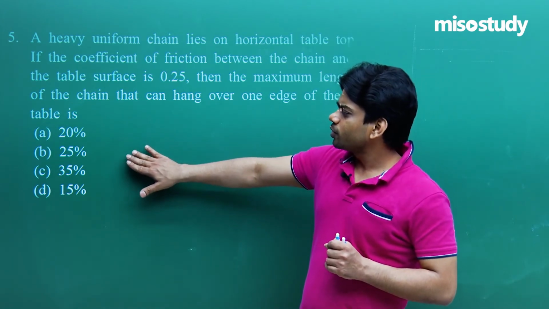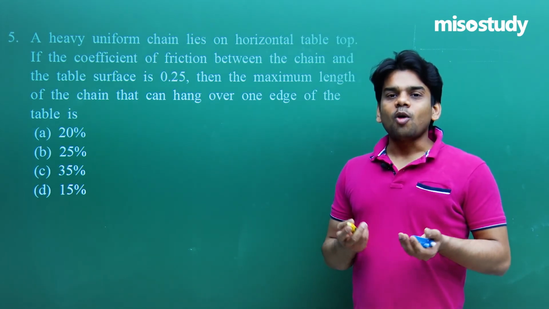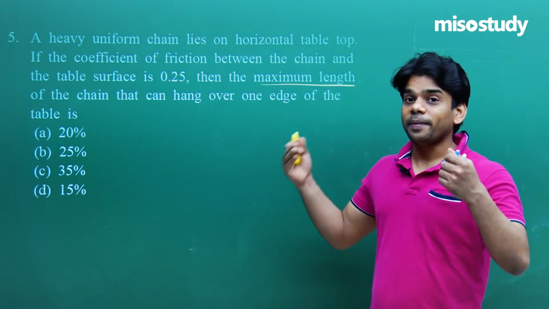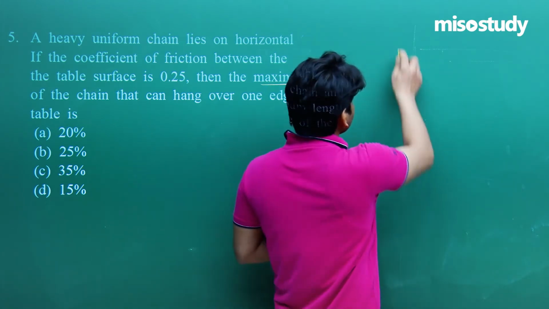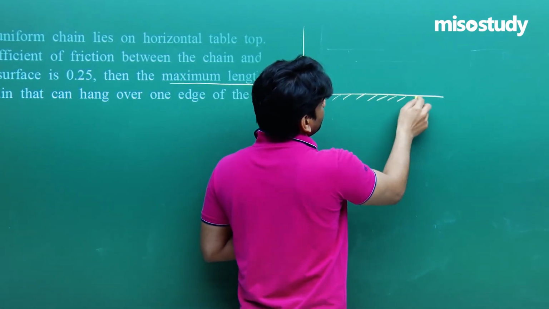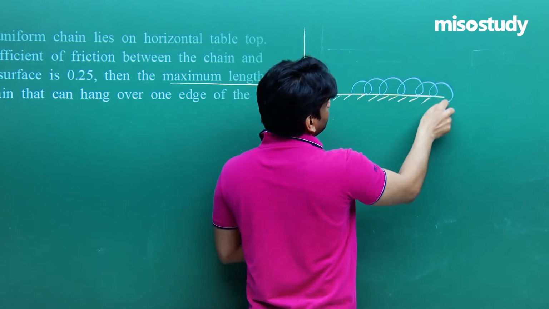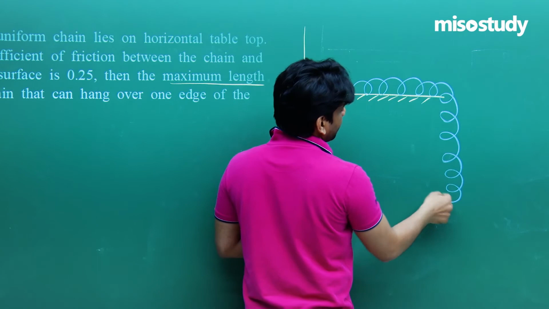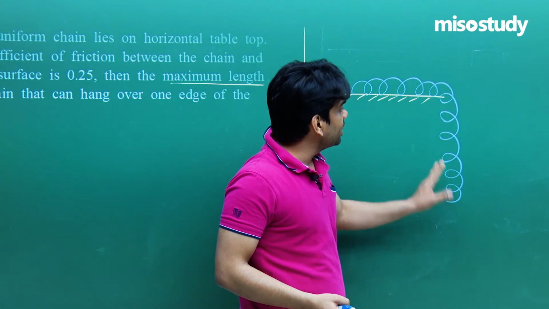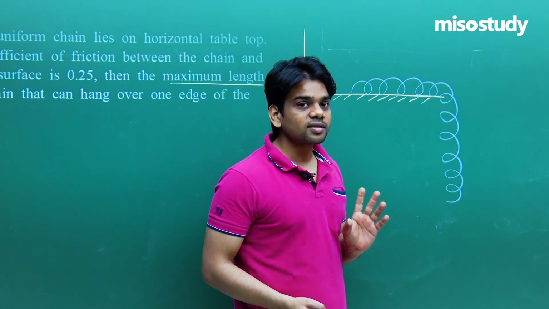A 20%, B 25%, C 35%, D 15%. We need to find out how much part can actually be the maximum length of the chain that can hang. See here, this is the table. Over it, we have placed a chain and some part is hanging. Now you see here, if you further increase from this part, the friction will give up and then the entire chain will come down. This is what the scenario says.